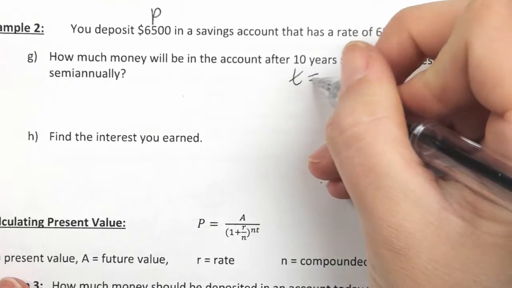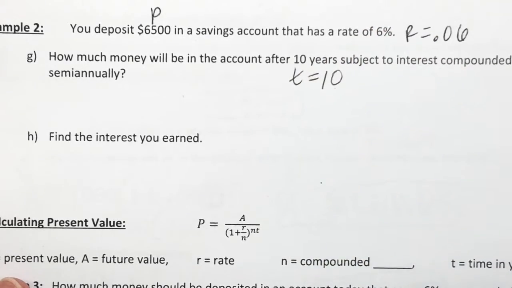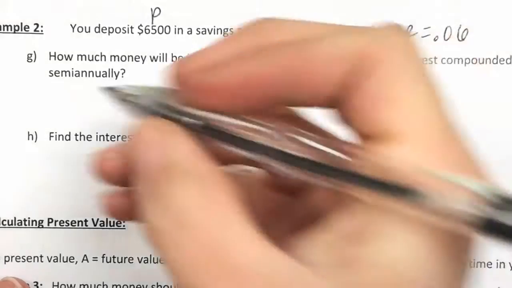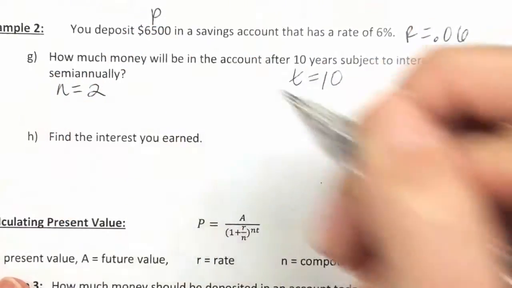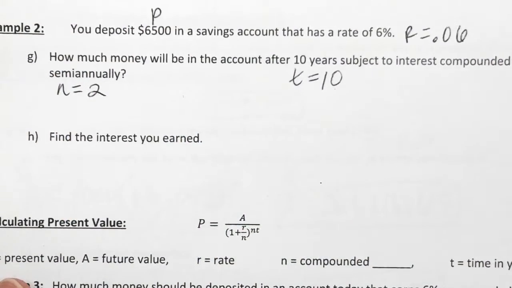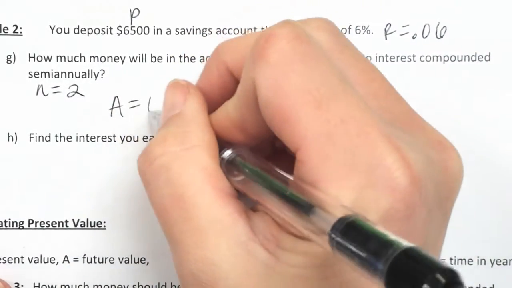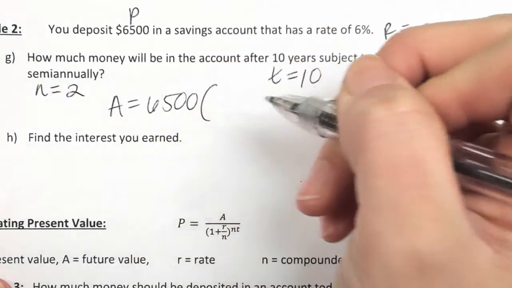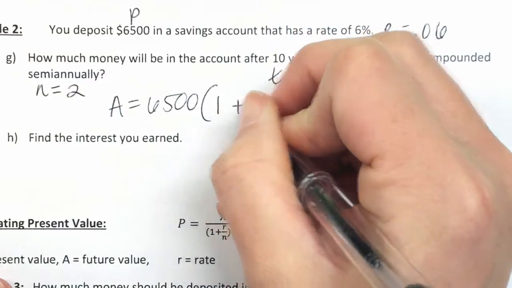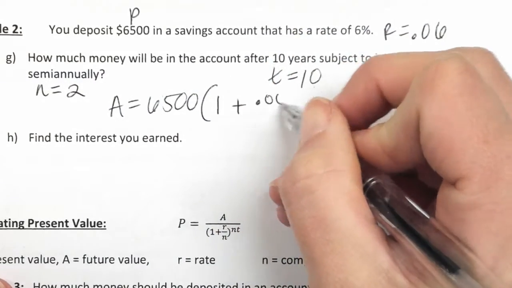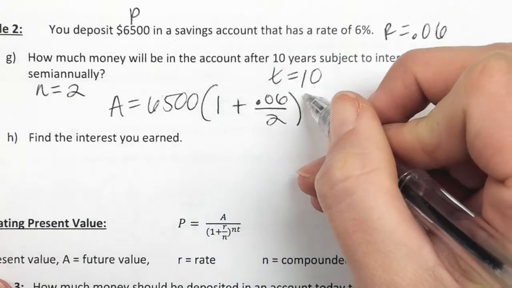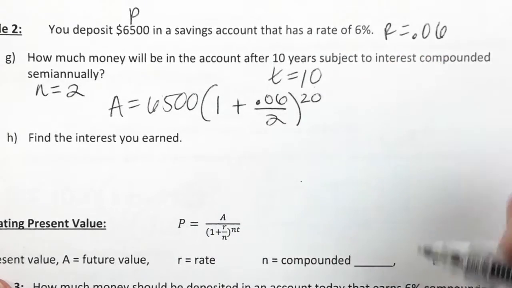Good, 10. And what's going to be our n? Good, just 2, twice a year. Alright, so to set it up, this will be A equals 6,500 times 1 plus 0.03 to the 20th power, because we had to do 10 times 2.